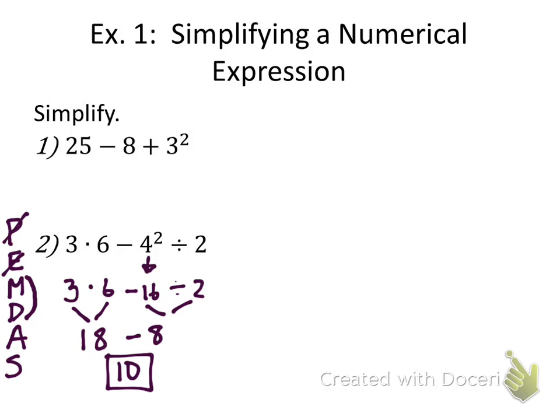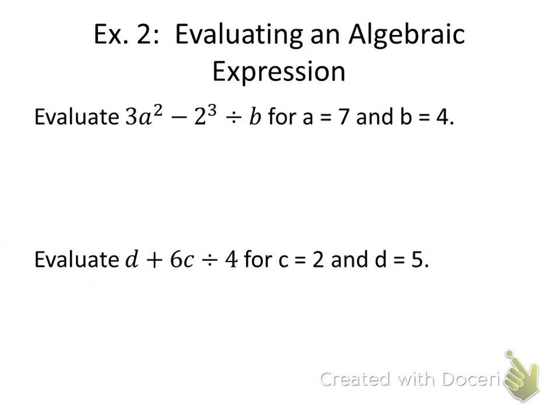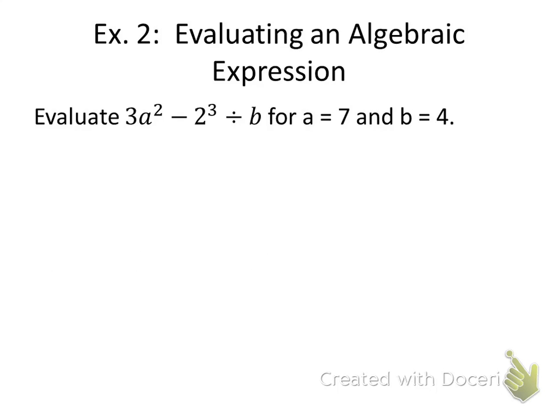Continuing on, example 2. Evaluating an algebraic expression. This is when we substitute a value for a letter. So we substitute a value of 7 for a, and for b it's going to be 4. So for example, we have an expression here. It says 3a squared minus 2 to the third power, all divided by b.